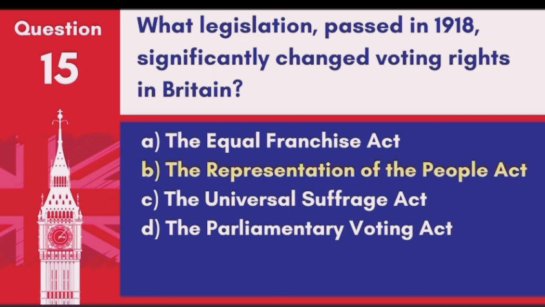Answer. B. The Representation of the People Act. Passed in 1918, this act significantly changed voting rights in Britain by extending the vote to women over the age of 30 and all men over the age of 21, vastly expanding the electorate.